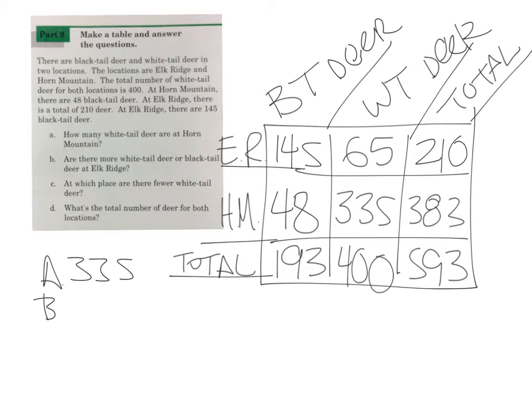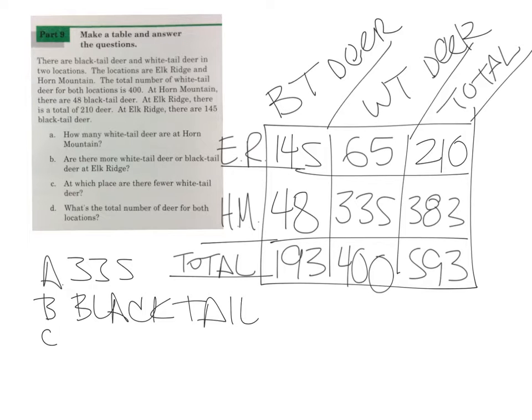For B, they're asking you, are there more white-tailed deer or black-tailed deer at Elk Ridge? So here's Elk Ridge, and I'm going to be looking for comparing if there's more black-tailed deer or white-tailed deer. So in Elk Ridge, there's more black-tailed deer because 145 is greater than 65. So black-tailed deer at Elk Ridge.